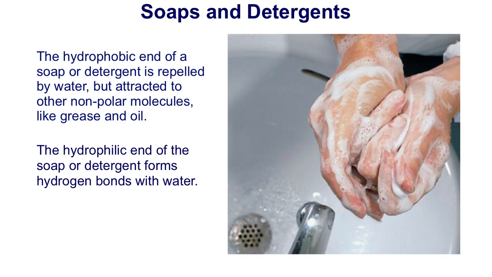Soap is an example of an amphiphilic lipid. So the hydrophobic part connects to the grease on your hands and the dirt in the grease, and then you soap up your hands, and the hydrophobic part attracts the grease, takes the grease off your hand, and then the hydrophilic part connects to the water when you rinse your hands, the soap with the grease comes off.